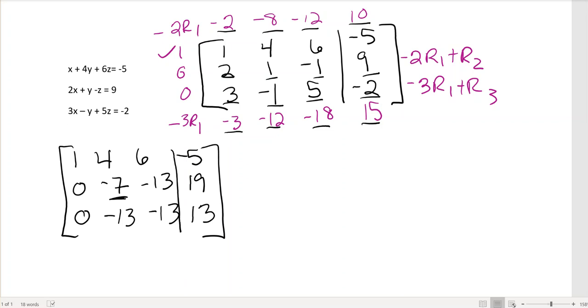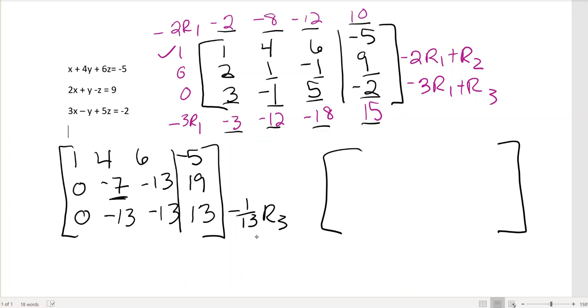But what I happen to notice is that this third row looks really awesome. It has negative 13 and 13. So I think that's a better row to deal with right now. I can divide by 13 and I'm not going to have any fractions. So let's just go ahead and do that, and then I'll show you what the next step would be. So right here, I'm going to say negative 1 over 13 times R3.